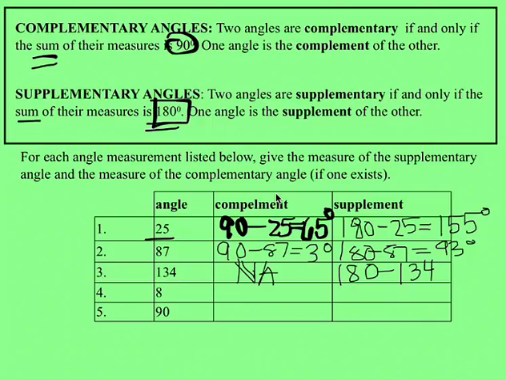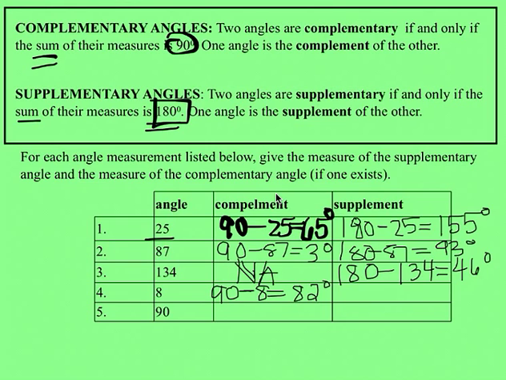And that's going to be equal to, when we subtract those, 46 degrees. So the supplement then is 46 degrees. Okay? So taking a look at 8, to get the complement of 8, we're going to do 90 minus 8 is equal to 82 degrees. So the complement of that 8-degree angle is 82 degrees.